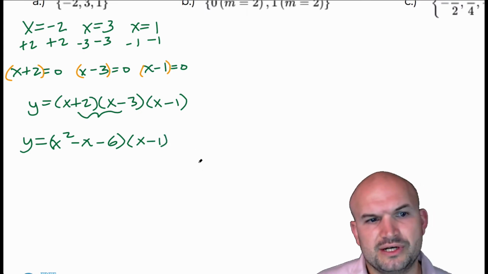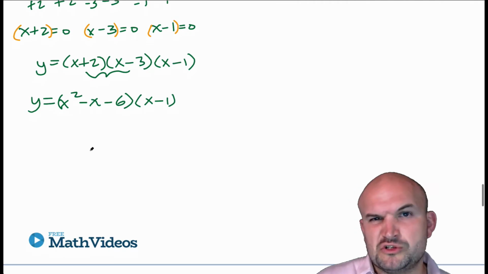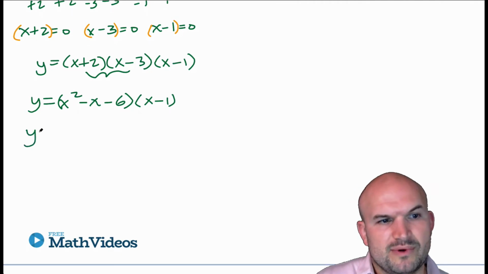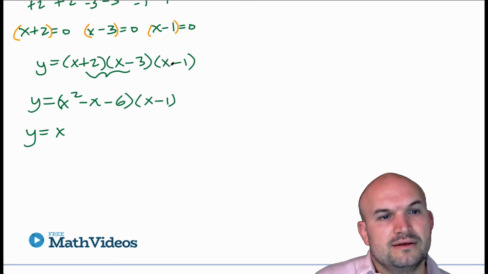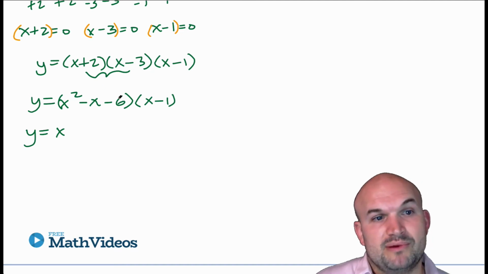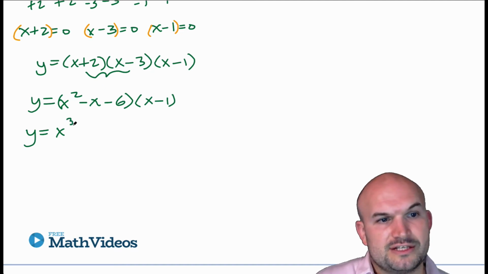In this case, you could use the box method or you could just do distributive property again, and that's the way that I'm going to do it. I don't mind doing distributive property in this case. So again, I'm taking this x squared and multiplying it by both of these terms. So that's going to be x cubed minus x squared.